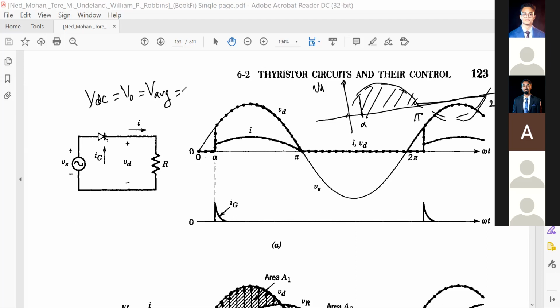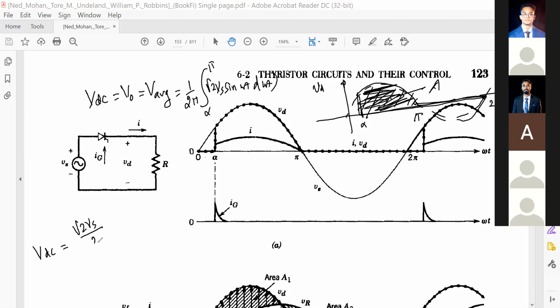Why? We must get that area, right? Yes, sir. And then we have to divide it by twice pi. So the area will be nothing but the integration from alpha to pi of root 2 Vs sine of omega t, d of omega t, and then we divide by twice pi. If you complete the integration, then you will get root 2 Vs by twice pi, and then 1 plus cosine of alpha.